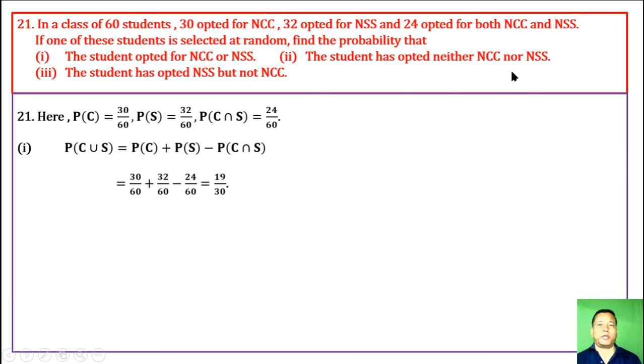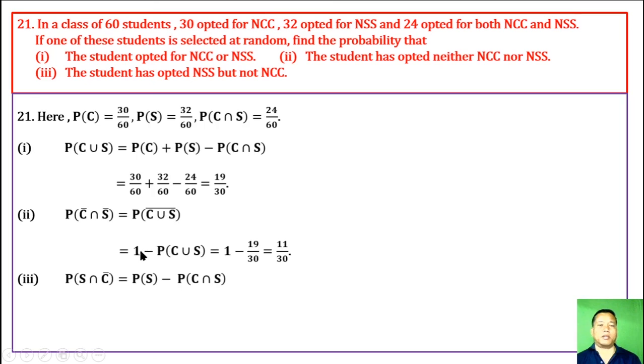The student has obtained neither. Neither means P of C complement intersection S complement. Using De Morgan's law, we get this, which can be expanded in this form, and giving their values, we get 11 by 13. For a student who opted for NSS but not NCC, that is P of S intersection C complement, which is equal to P of S minus P of C intersection S, giving their values and solving, we get 2 by 15.